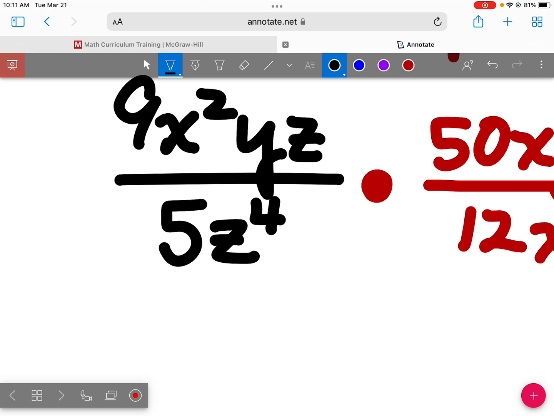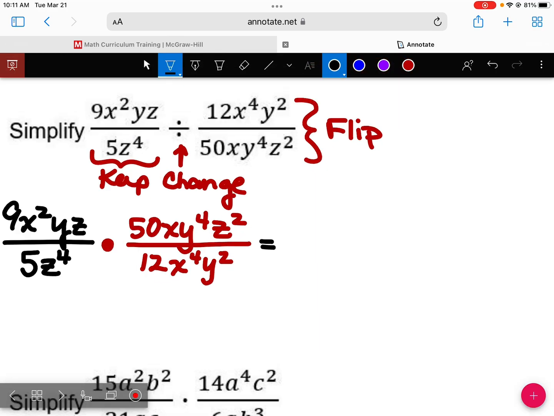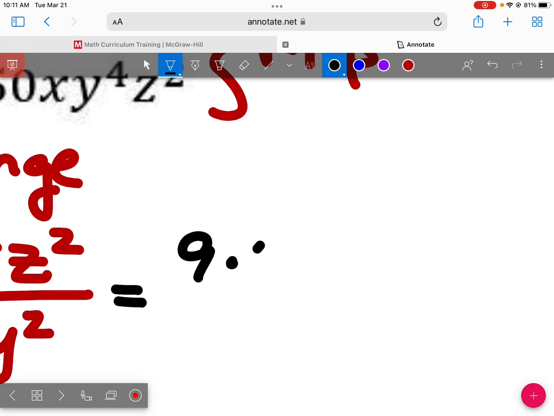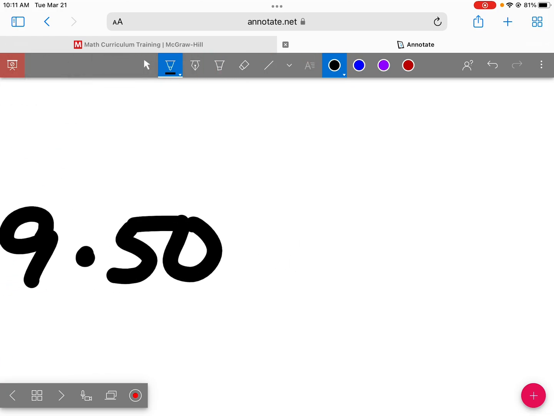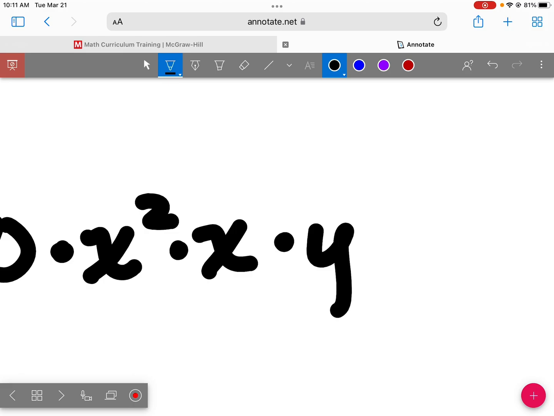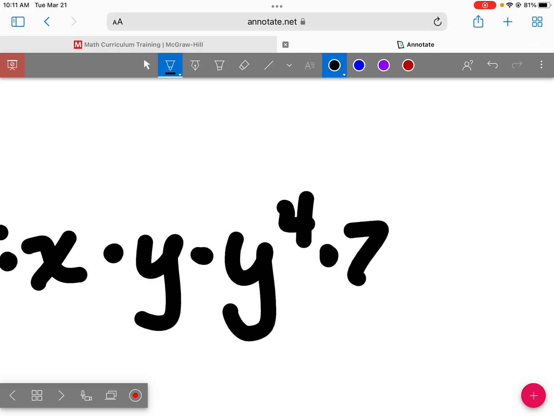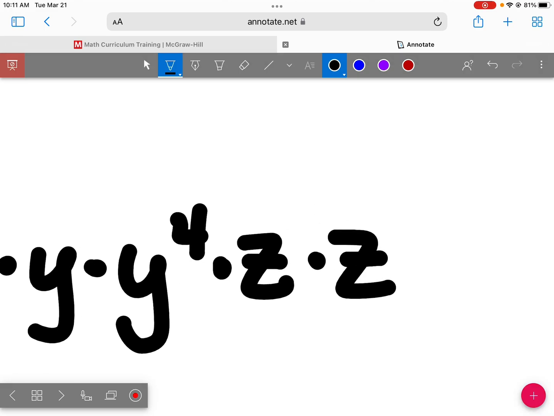All right. Keep, change, flip. How do I multiply fractions together? Straight across. So when I multiply straight across, I'm going to put the numbers up at the front. So I have 9 times 50. I'll simplify it in a minute. I just want to write it out as a single fraction here. Times x squared times x. I'm going to group the letters that are the same together. Times y to the 4th times z squared.